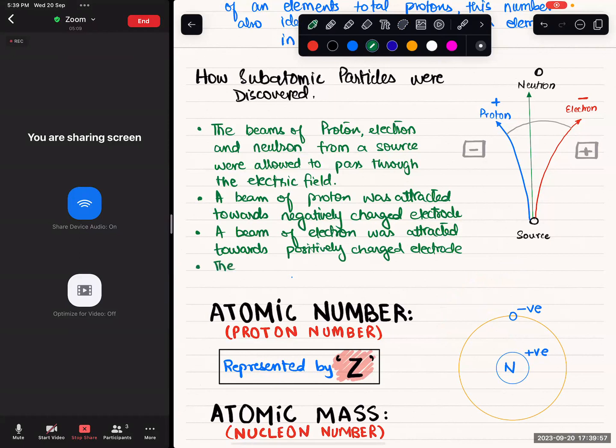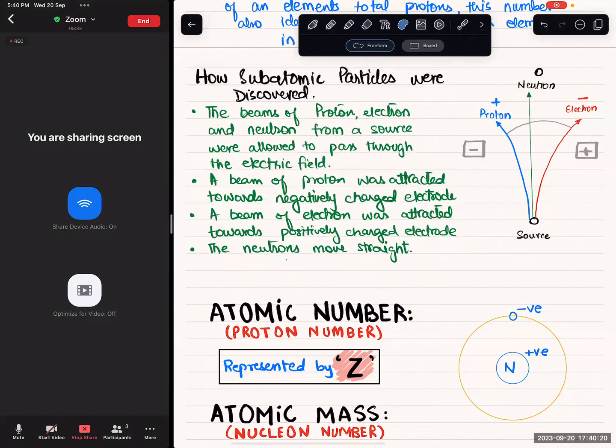The neutrons move straight. And now they observed that the deflection of electron was more than the deflection of proton. The deflection for both of these was not the same. That was due to the mass. As the electron was lighter in mass, it deflects more, and the proton was heavier in mass, so it deflects less.